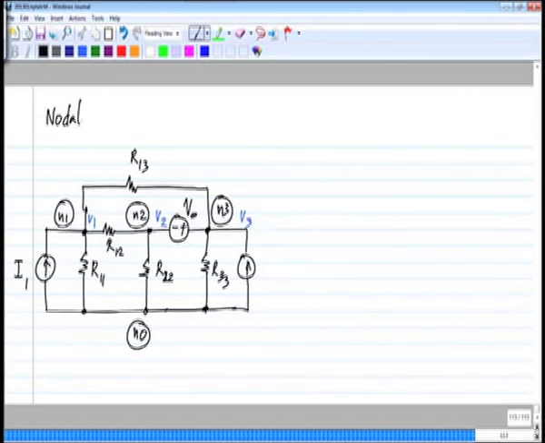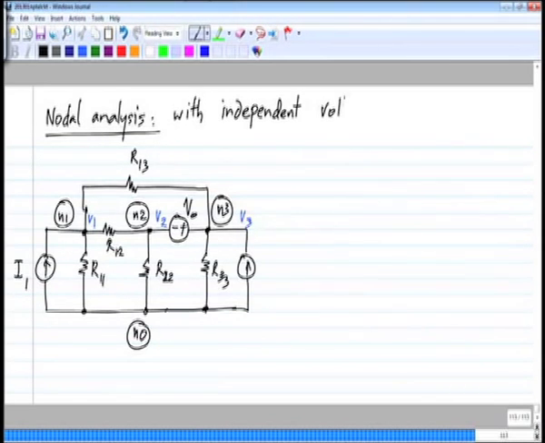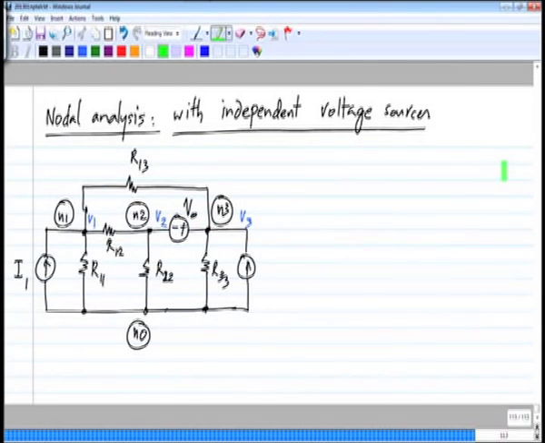So we want to do nodal analysis, similar analysis as we did before, but with independent voltage sources. What I did was, I had a resistor here. I could have put a voltage source anywhere, even in parallel with it, but I have just removed that resistor and connected this voltage source. So now my question is, can we go ahead exactly as we did before? If not, what is the difficulty with this?